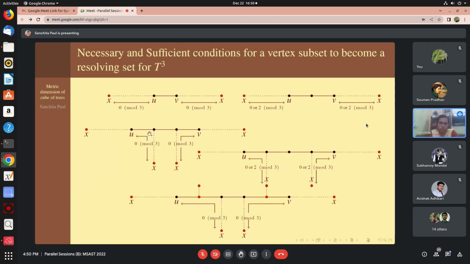And the third figure is for when d_T(u,v) equals 3. Then we don't put any restriction on the distance between x and u, if x is left of u or right of v. But if it is within the same component of u and v, then the distance between u and x must be 0 modulo 3, or the distance between x and v must be 0 modulo 3. So these are the three conditions when u and v are adjacent vertices.